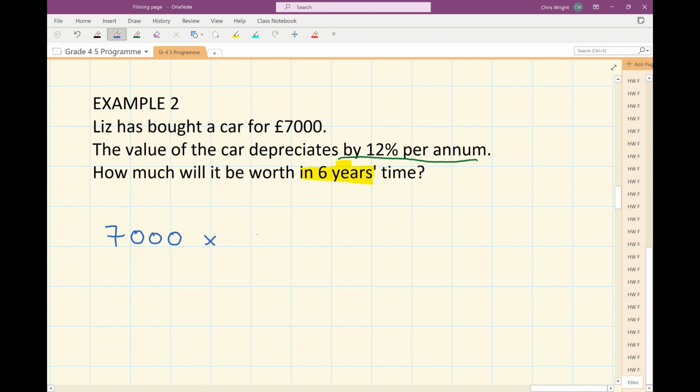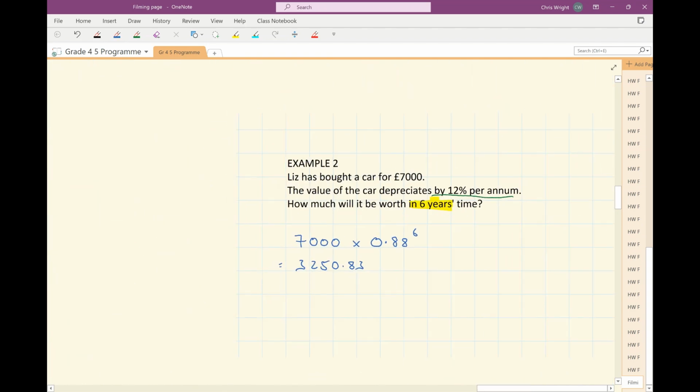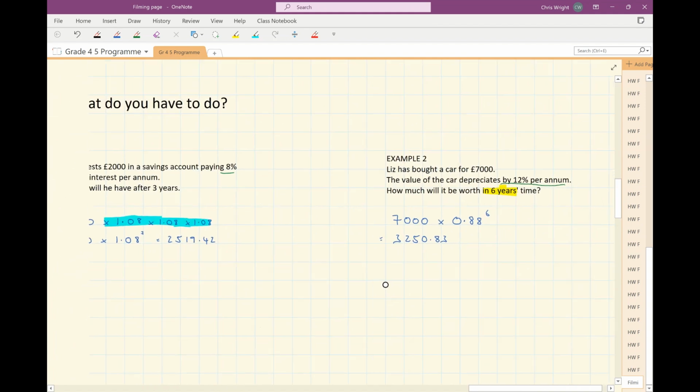So we're going to multiply by 0.88. What's left? Well, if it reduces by 12%, there's 88% left. So that's the first year done. I could multiply it again, multiply it again, multiply it again, multiply it again, and multiply it again. Or I could simply multiply the original 7,000 by 0.88 to the power of 6, which gives me an answer, in this case, of £3,250.83 to the nearest penny. So that is the method that I suggest you use.